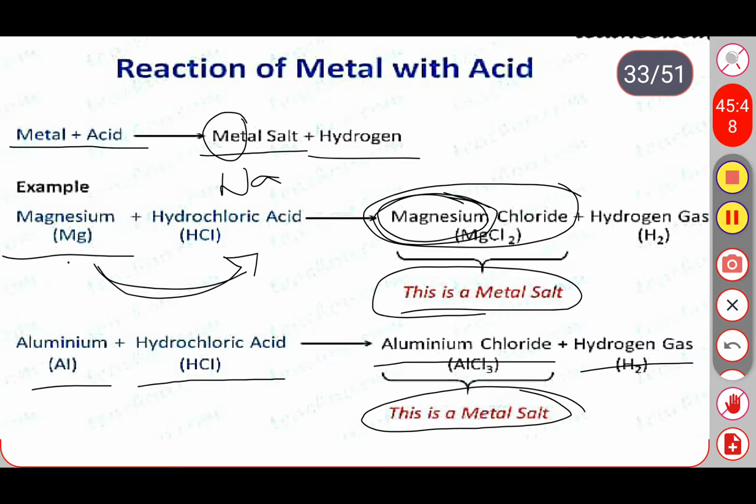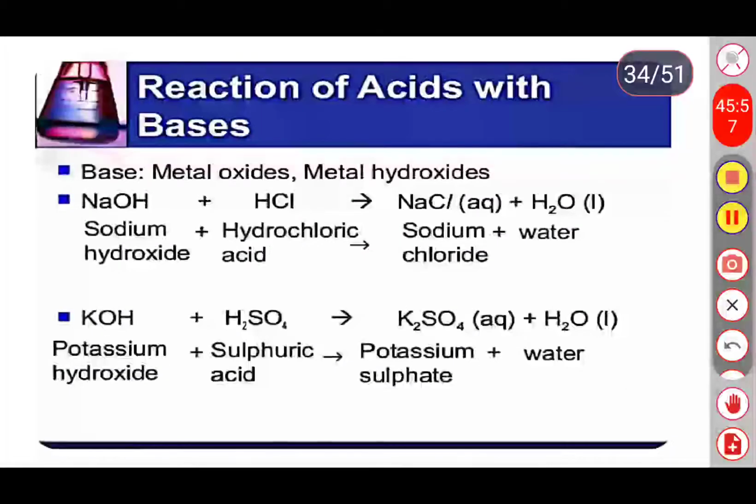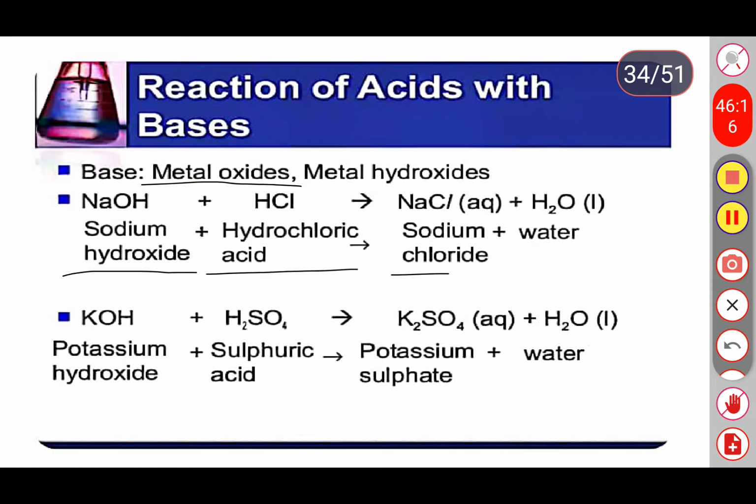See the next one. What happens when acid is combined with the metal oxides? See with the example, when sodium hydroxide is combined with hydrochloric acid, it forms sodium chloride and water. When potassium hydroxide is combined with sulfuric acid, it forms potassium sulfate and water.